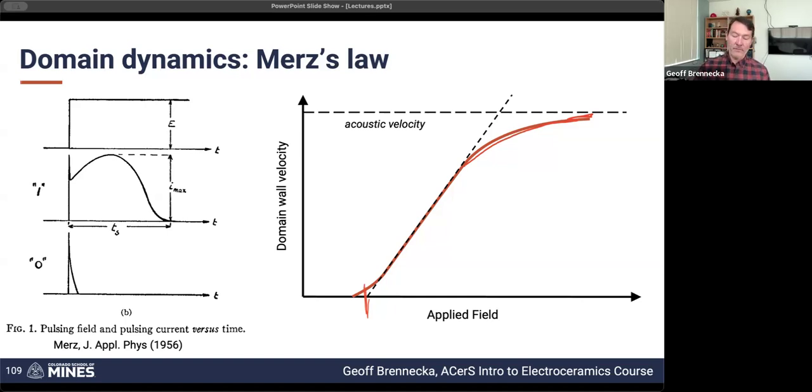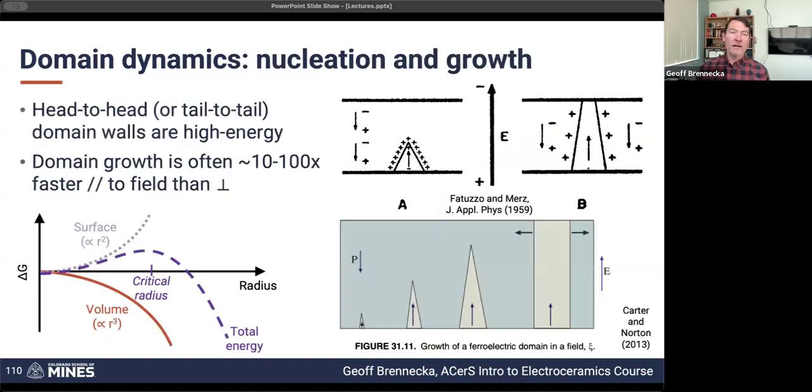And so most of the experiments are done way down here at much lower domain wall velocities, but there's been a handful of work, theoretical and experimental, that have verified this over and over again for a variety of different chemistries and geometries and things. And so this relationship between how fast the domain walls move and how hard you push them with the field is known as Merz's law. It is really just another representation of the same nucleation and growth processes that you've seen in any other nucleation and growth sort of behavior.